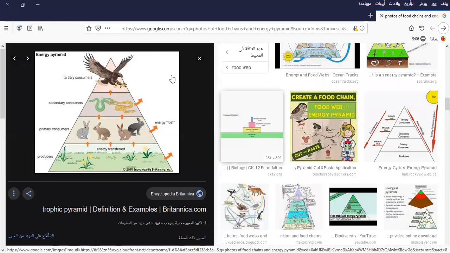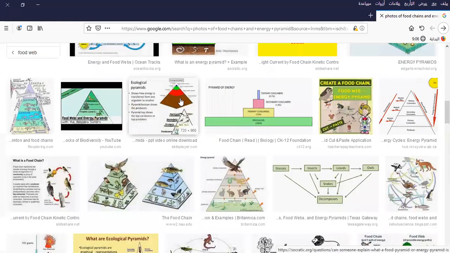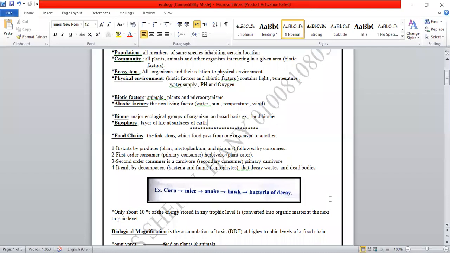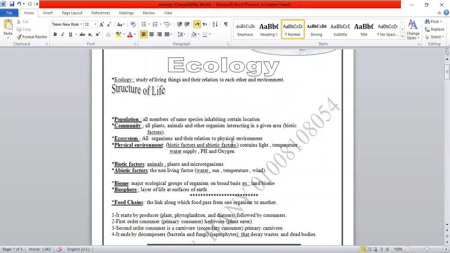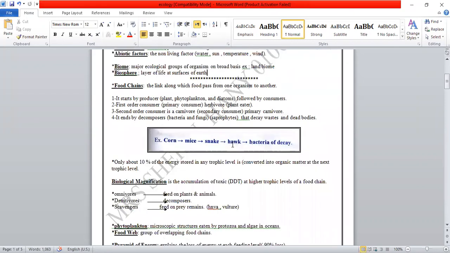يبقى أنا عندي كده three very important scientific expressions: الفود chain, الانرجي pyramid, and food web. تعالي نشوف السكند توبيك عندي. الفود chain, the link along which food pass from one organism to another. هو link الفود can pass from one organism to another.